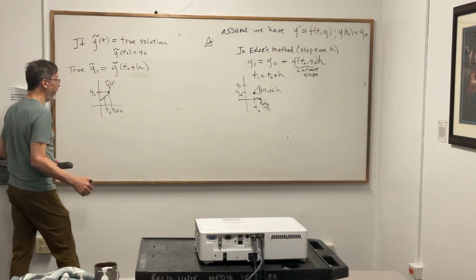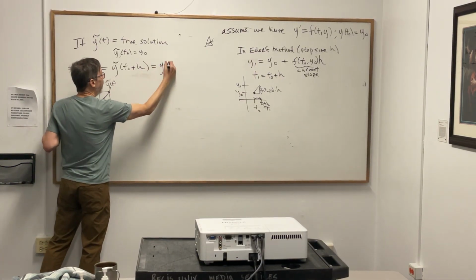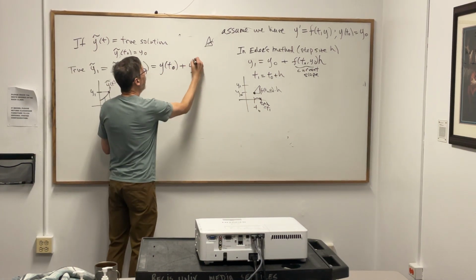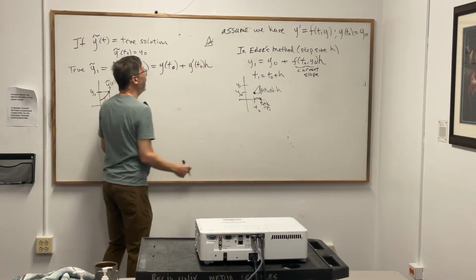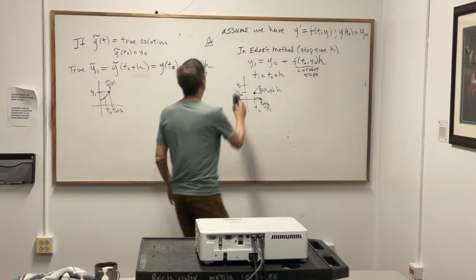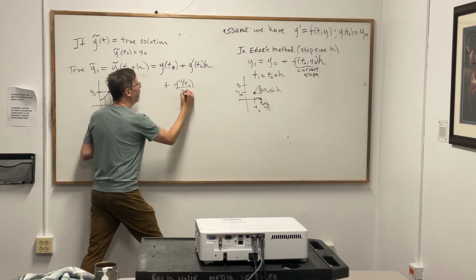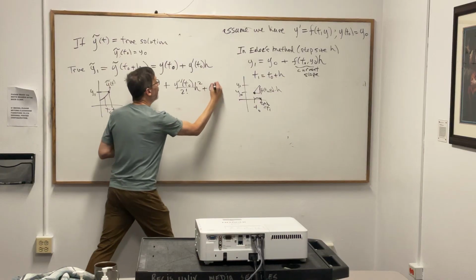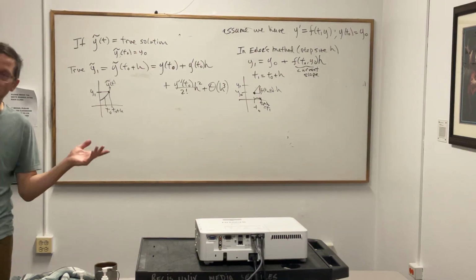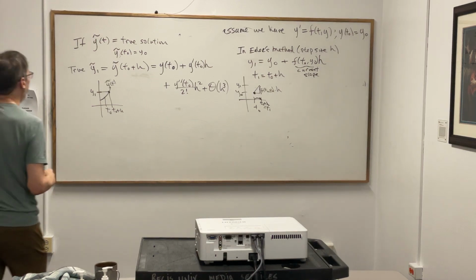So let's do a Taylor expansion on this centered at t naught. So how do you do a Taylor expansion? It's the function at the center point plus the first derivative at the center point times h. Hello, Euler's method, right, like right there. Plus y double prime at t naught over 2 factorial h squared, plus h cubed and higher things coming down the chain. Right, y triple prime over 3 factorial h cubed and so forth.